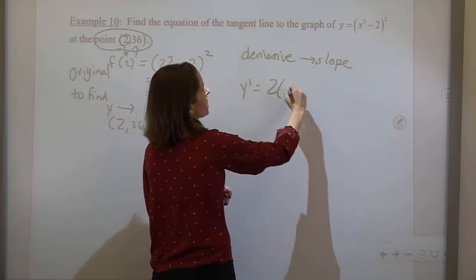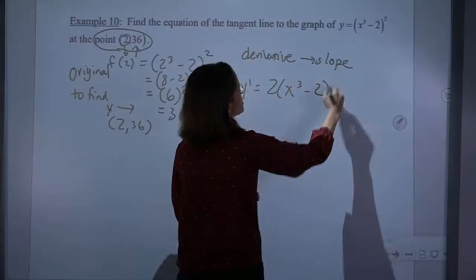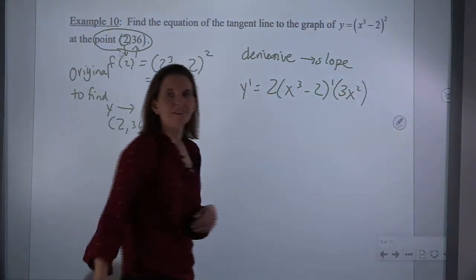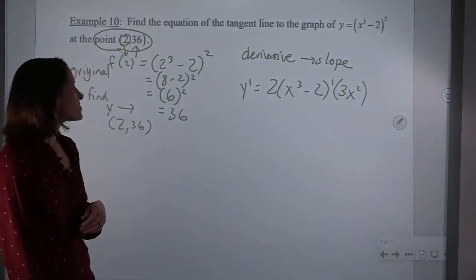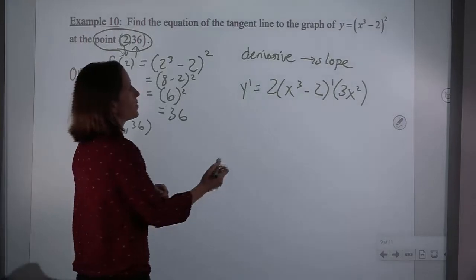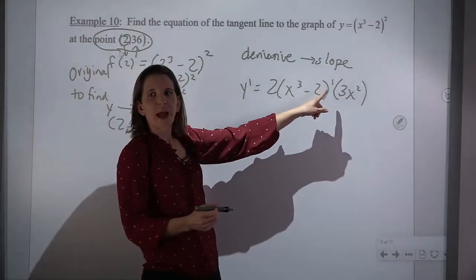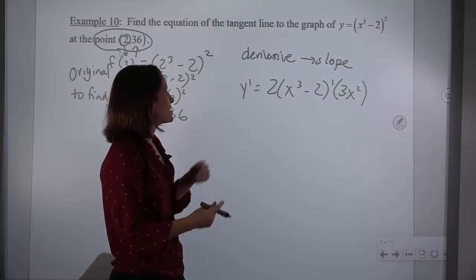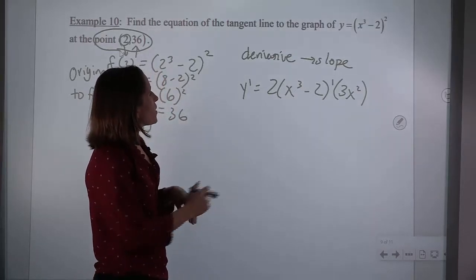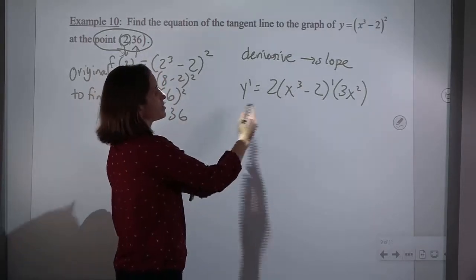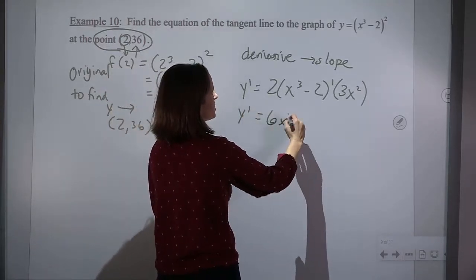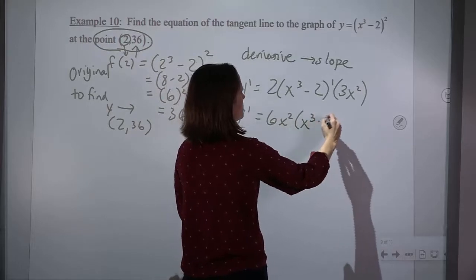We bring down our power, leave the inside alone, subtract 1 from the power, and then multiply by the derivative of the inside. And so I don't really need the 1 power there because it is just 1, but you can leave it. And so now I can either clean it up a little bit, it doesn't matter. I guess I could even distribute, but I'm not going to.